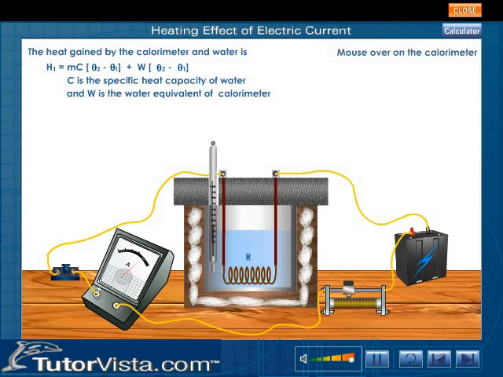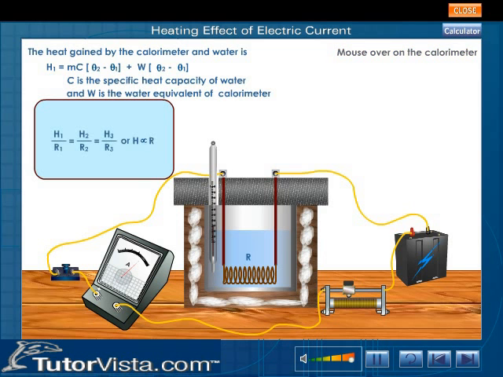He then repeated the experiment by passing the same current I through different coils. He observed that when the same current I was passed for the same time t through coils with different resistances, the heat produced was found to be proportional to the resistance of the coil. That is, H1 by R1 is equal to H2 by R2 is equal to H3 by R3, or H is directly proportional to R.